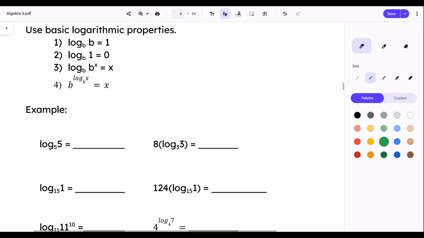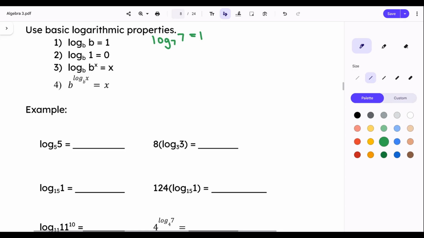Okay. The first one is if your log, the base number, so the number down in the subscript, and the number that follows the log, so in this case, they're using letter B and B, if those are the same number, then that's always going to equal 1. So an example might look like log base 7 of 7, something like that. The answer is just going to be 1. Anytime that it has the same base and the same number that follows, it's always equal to 1.